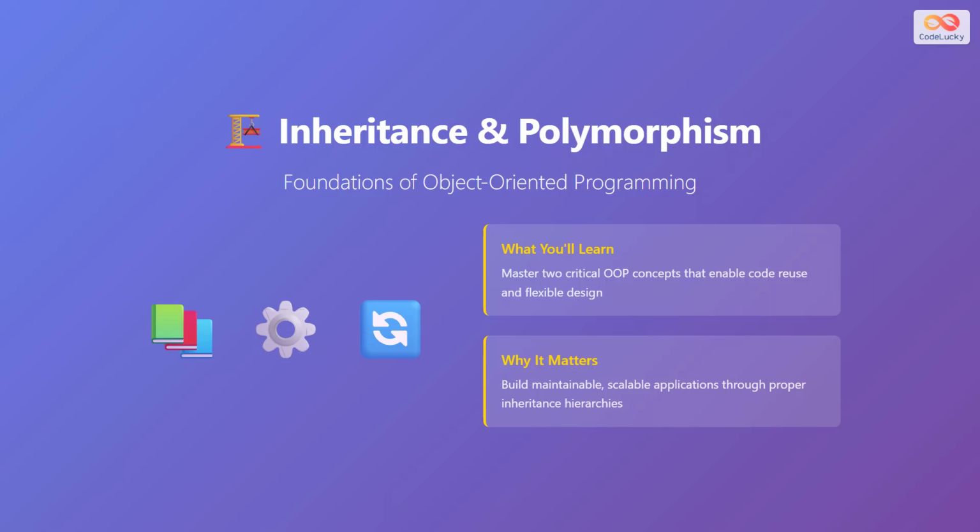In this lesson, we'll explore two fundamental concepts in object-oriented programming: inheritance and polymorphism. These concepts are the backbone of modern software development and will help you write cleaner, more reusable code. Inheritance allows you to create new classes based on existing ones, while polymorphism enables objects to behave differently based on their context. By understanding these principles, you'll be able to design flexible and maintainable applications that can grow and adapt to new requirements.